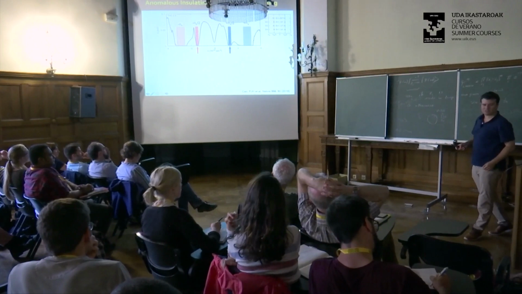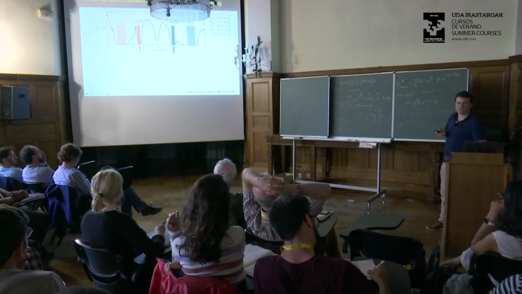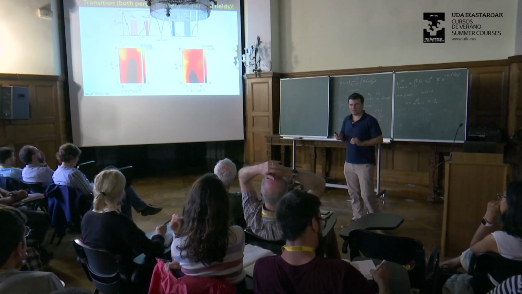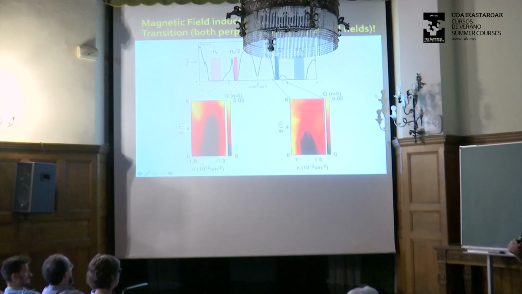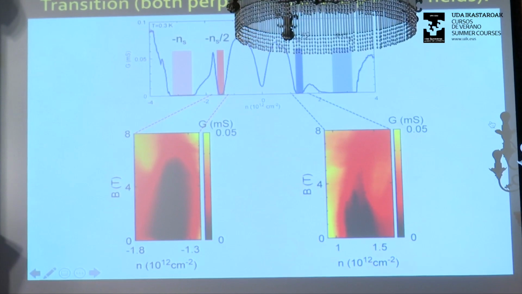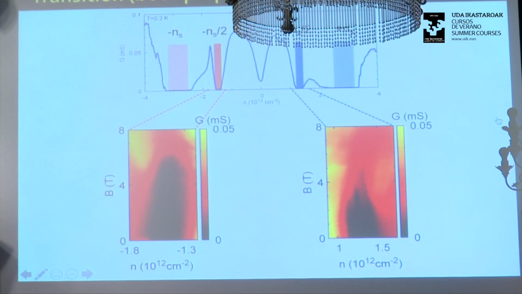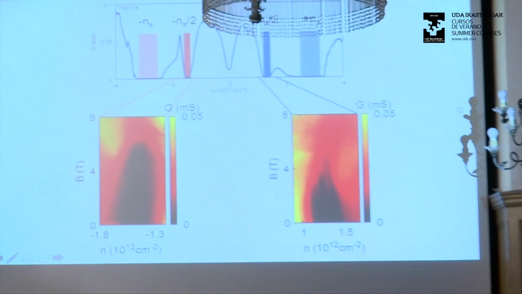The other thing that we realized, and perhaps this was the most shocking, was that if you apply a magnetic field, and it doesn't matter if the magnetic field is applied in plane or perpendicular to the plane, but it is most surprising when you apply a perpendicular magnetic field, the system goes from an insulator, here and here, to a metal. And this is very odd, because remember, when you have a two-dimensional electron gas and you apply a magnetic field perpendicular to it, electrons like to go in circles. So they like to localize.